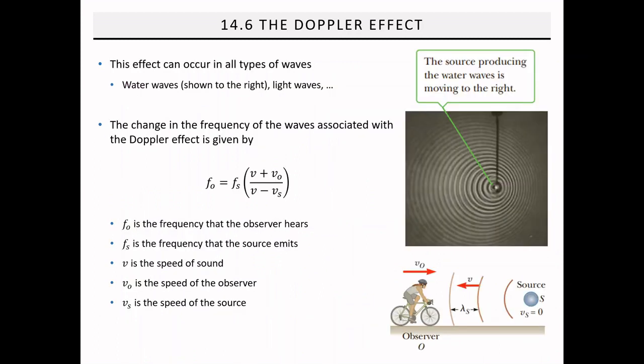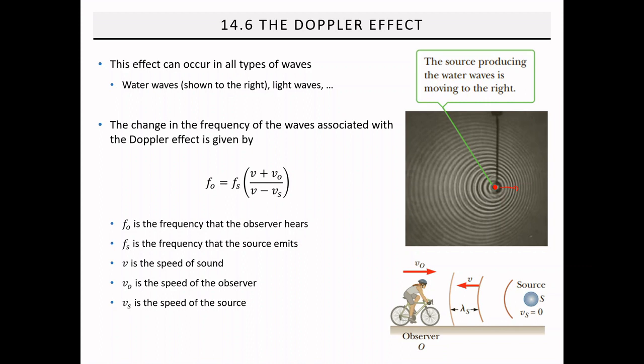This effect doesn't only occur in sound waves. It can happen for any waves, basically. In the picture to the right that I pulled from the book, you have a source of the waves at the center, and that source is moving to the right. You can see the waves to the right of this source are bunched up, and the waves to the left are more spread out. We'll also learn in one of the later chapters about light waves that light can actually take the form of a wave, and light waves can also experience the Doppler effect.